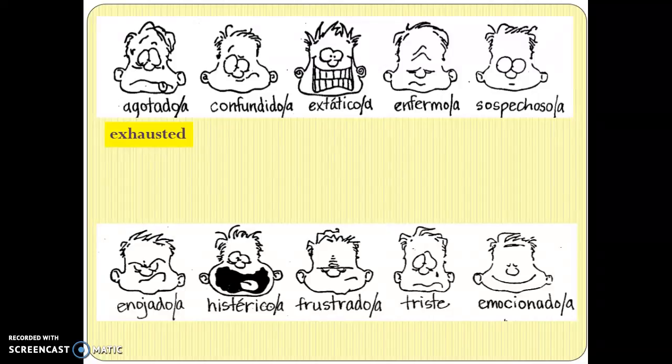Confundido, I would call it a cognate because the first 5 letters are the same. It means confused. The third word is extático. Notice there's an accent over that A in the middle, and it's a cognate, but notice the difference in English. There's no X in the word ecstatic, but there is in Spanish.